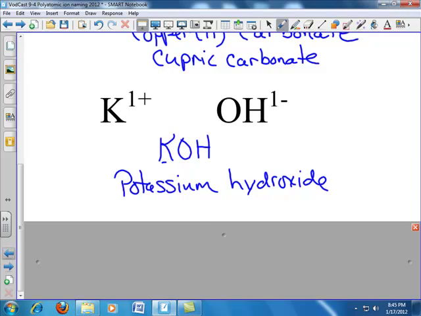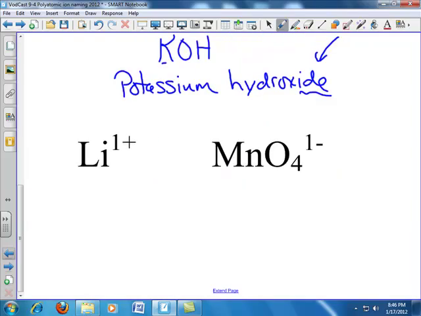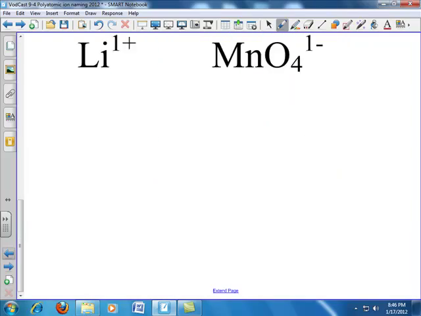Now I wanted to point this out because you notice I don't have the ATE ending here. I have an IDE ending. First rule of chemistry, there's always exceptions to the rules. Okay, go ahead and write the formula of that, and then write the name for me.